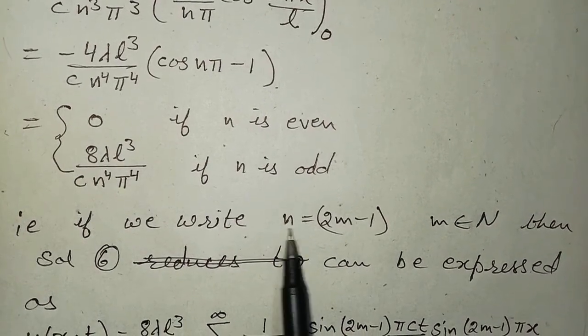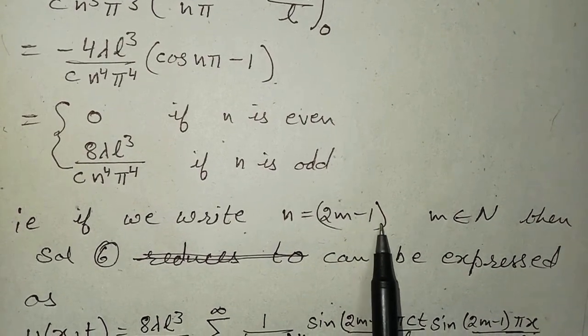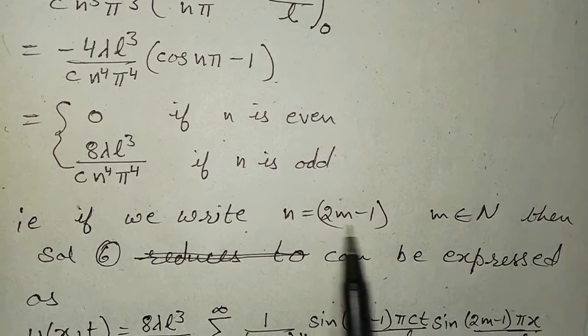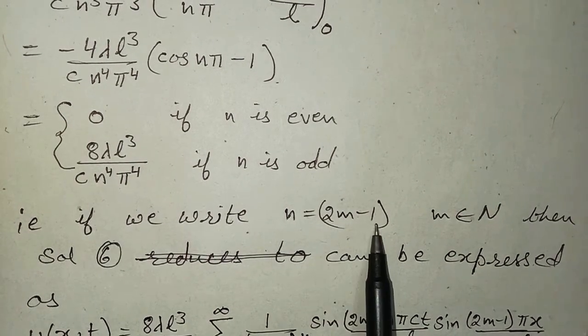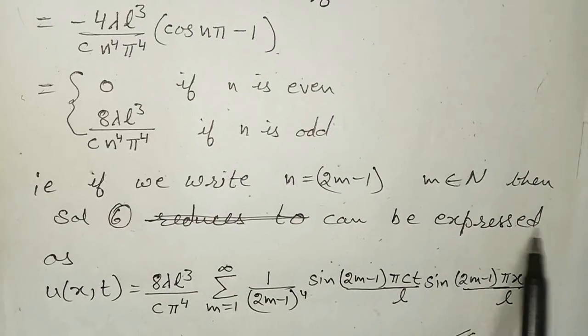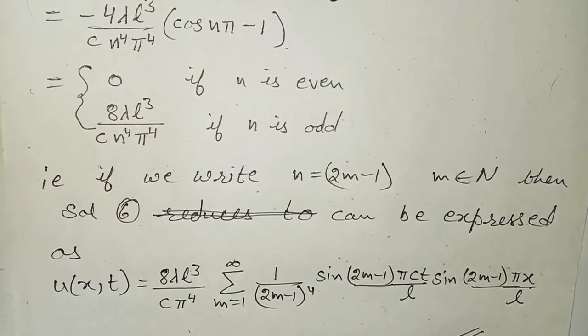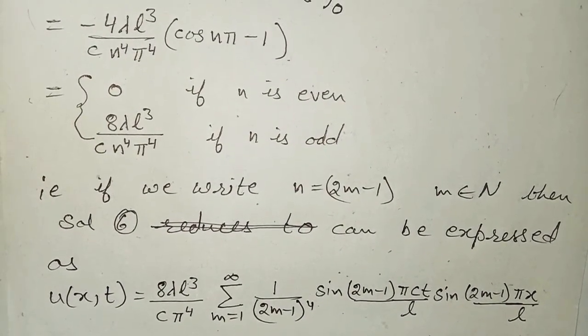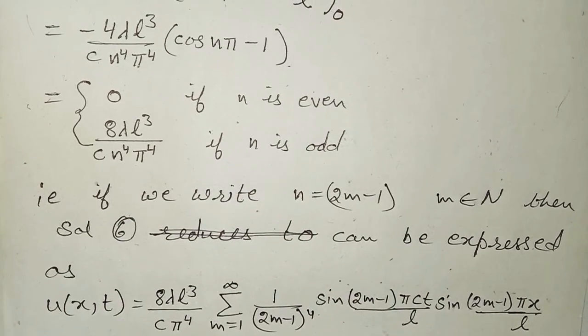So we write n is equal to 2m minus 1, where m is a natural number. Odd numbers can be written in this form. Then solution 6 can be expressed as this, and this will be the required solution of the given problem.